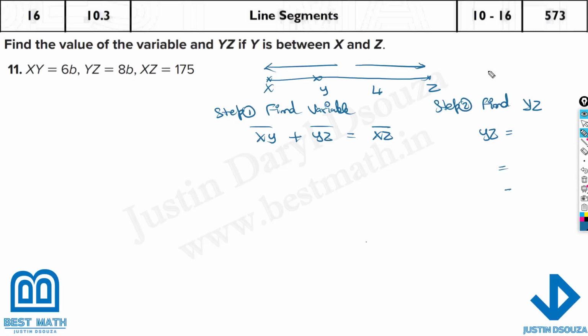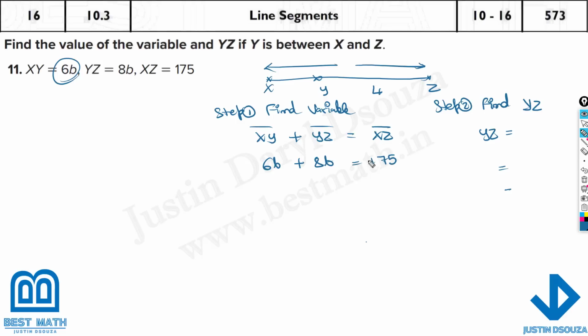It's the same thing. Now make sure you're solving it accurately. Look into the question. Sometimes it may not be in the order XY, YZ. They might jumble this up. So see what the line segment is. Where is XY? It might be the third term. See properly what is given and then write it. Here XY is 6b, plus, what is YZ? It is 8b. That is equal to 175 in this case.